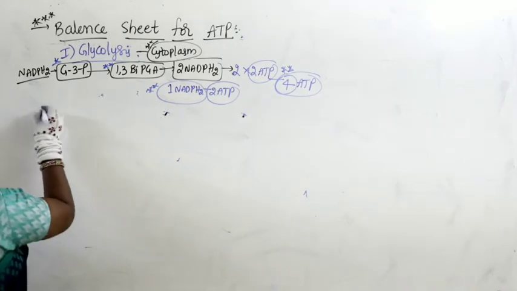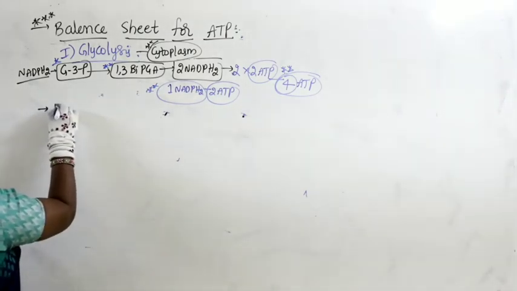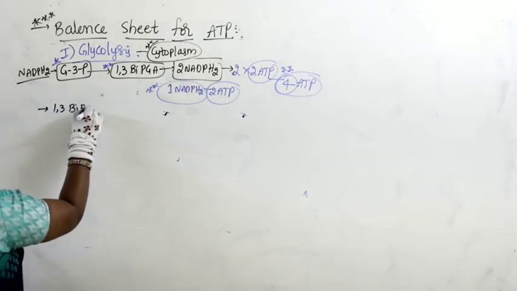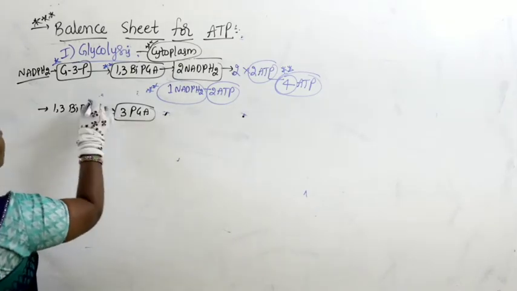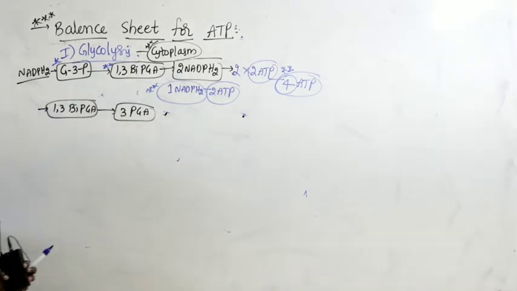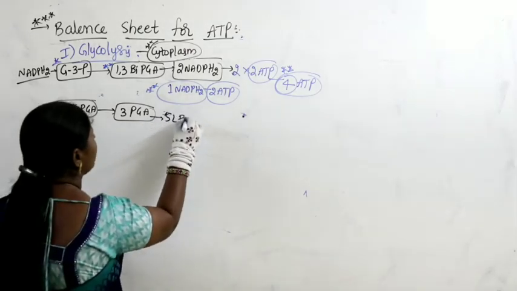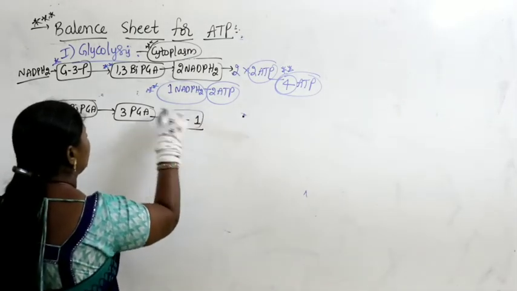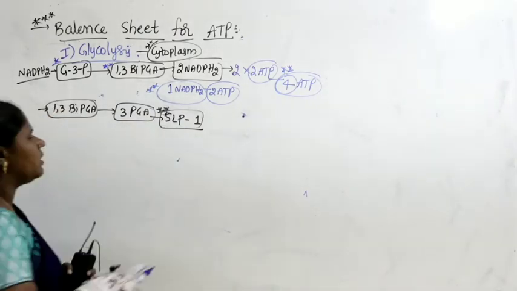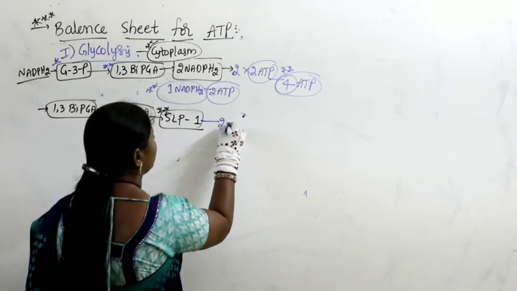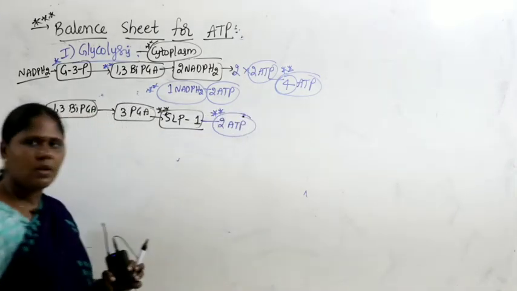Now you know the step where we can take 1,3-biphosphoglyceraldehyde to 3-phosphoglyceraldehyde. Right? So how many ATPs are there? That is called substrate level phosphorylation 1. What is it called? Substrate level phosphorylation 1. How much ATP is produced? So altogether there are 2 ATP produced. Right?